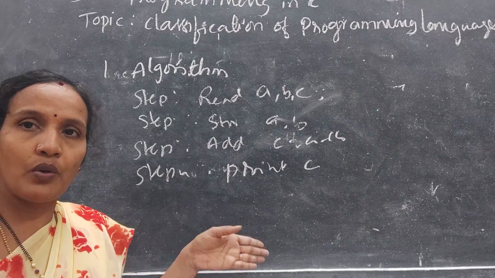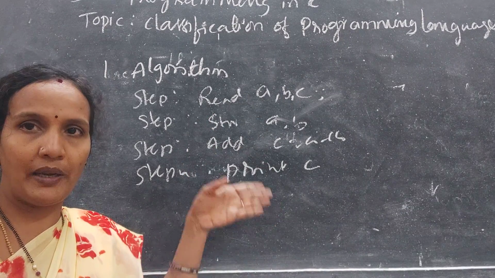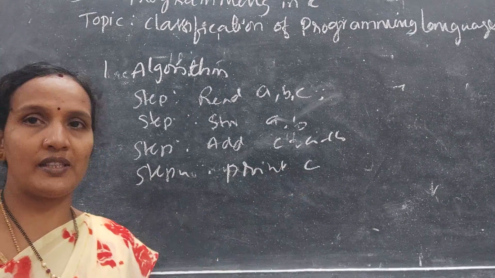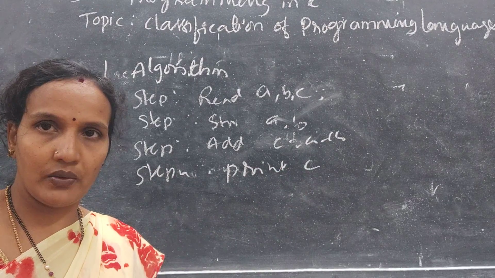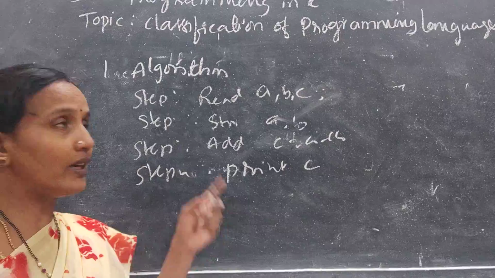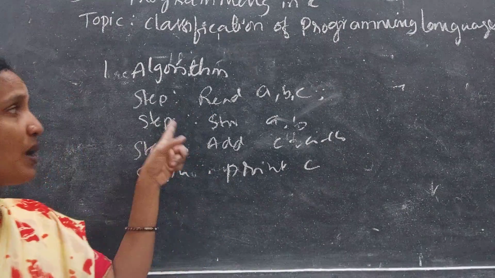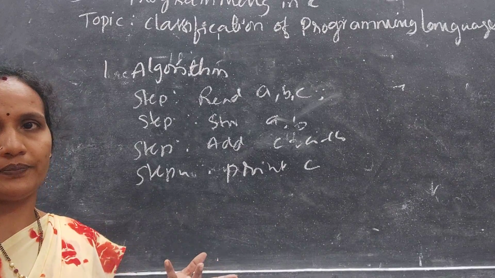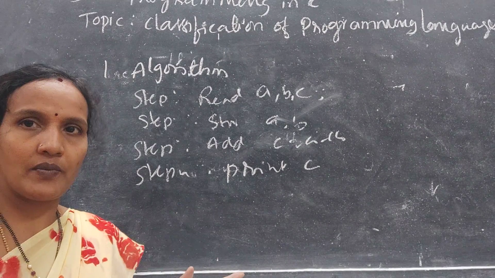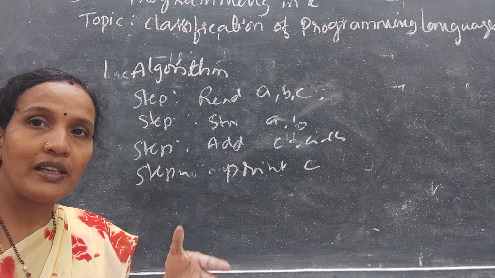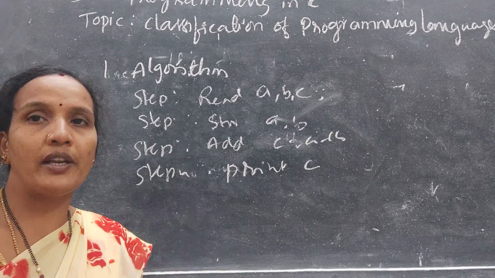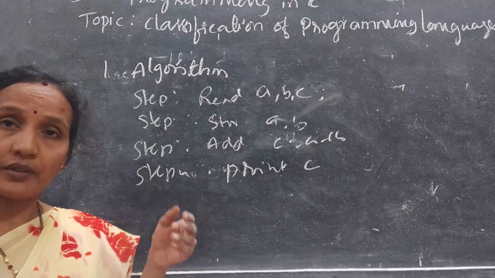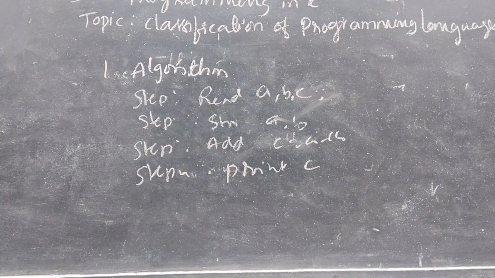In this, if you shuffle or overlap any step, you won't get the required result. Example, if you want to print c first and then take the a and b values, it is not possible. That is why algorithm is nothing but a step-by-step process which instructs the computer how to execute the program. Understood? The procedure for how to execute the program, you will get in an algorithm. Clear?